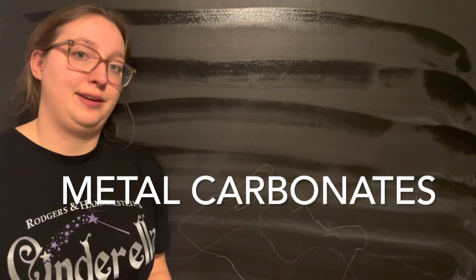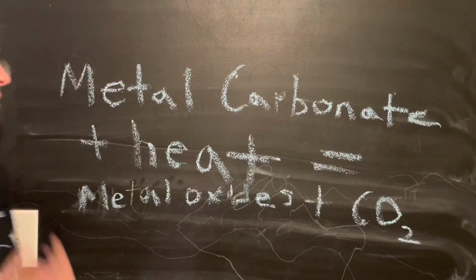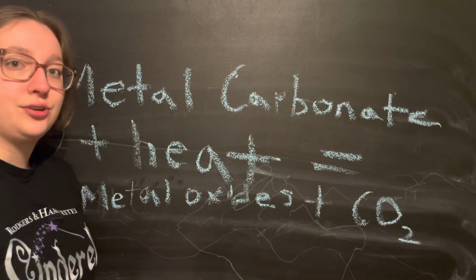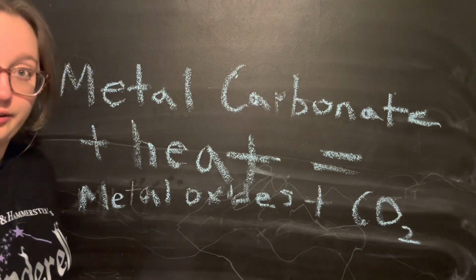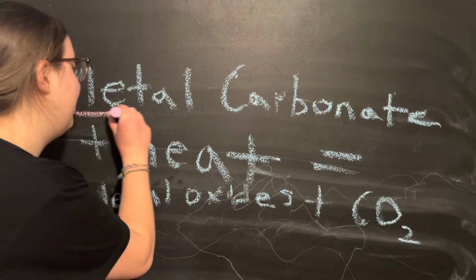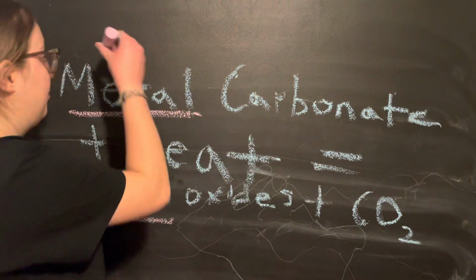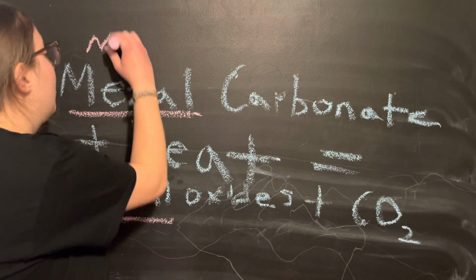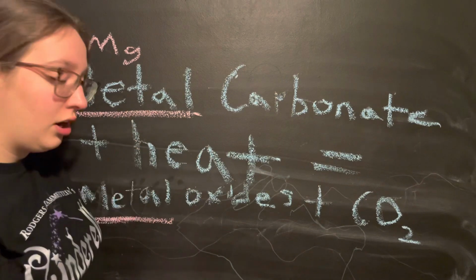Today we're going to be talking about the decomposition of metal carbonates. First, like we always do, let's break down our components and see what they mean. Let's look for things we recognize. First, we see metal and metal carbonate. An example is magnesium plus your carbonate.